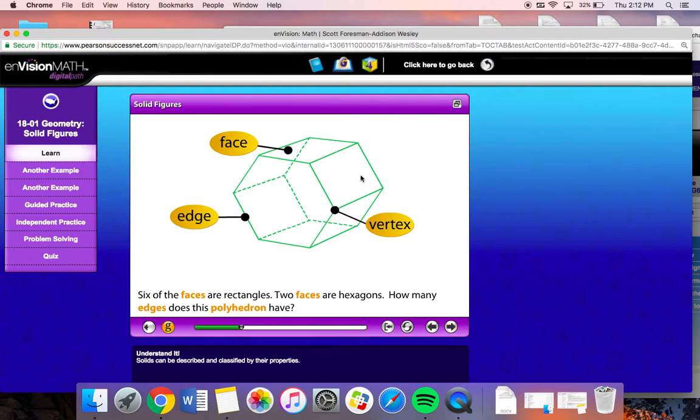How many edges does this have? Count the edges. This polygon has 18 edges. Each of those. So there's 6 on each side. There's 1, 2, 3, 4, 5, 6 on each base. So there's 2 bases, so that's 12 for the base, and then 6 for the sides. And this polyhedron also has 12 vertices or points.